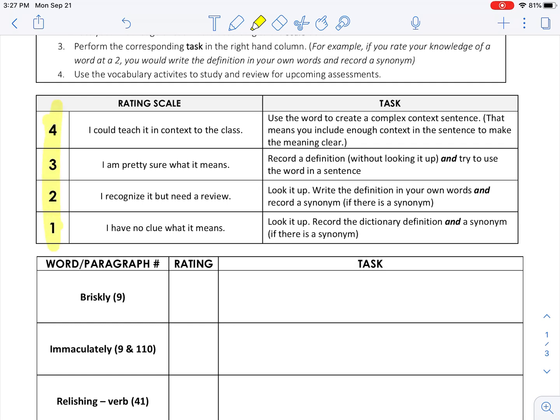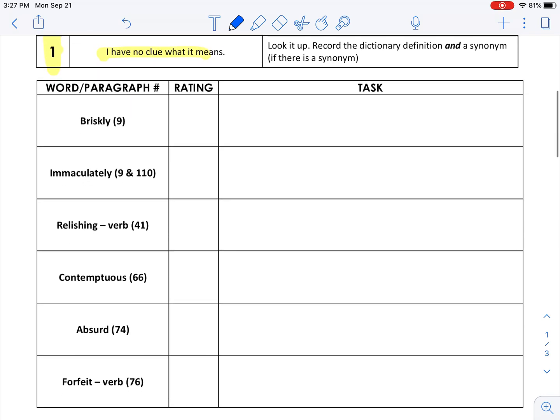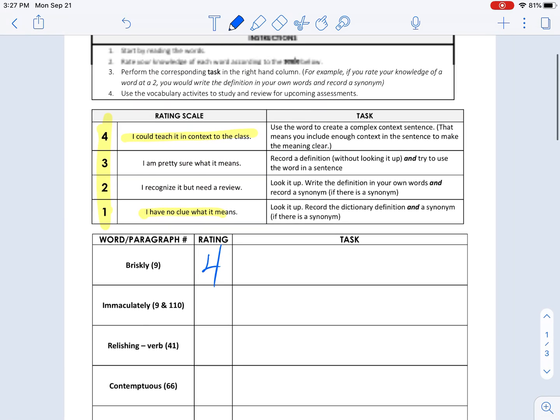So, here's the rating scale. On a scale of 1 to 4, 1 being I have no idea what it means, all the way up to 4, which is I could teach it in class because I'm so confident in my knowledge of the word. Right? So that's the first time I'm going to go through all the words and I'm just going to rate my understanding. So let's say, for example, I rate myself a 4 for briskly. Well, what does that mean?